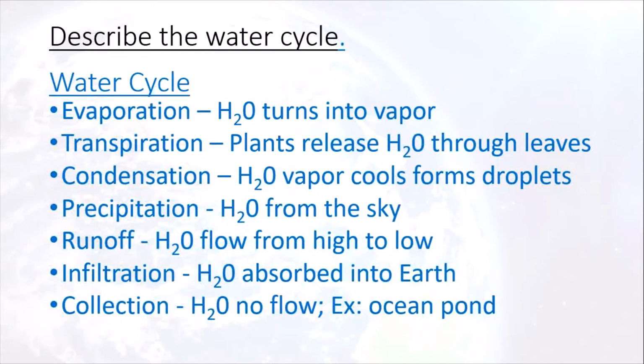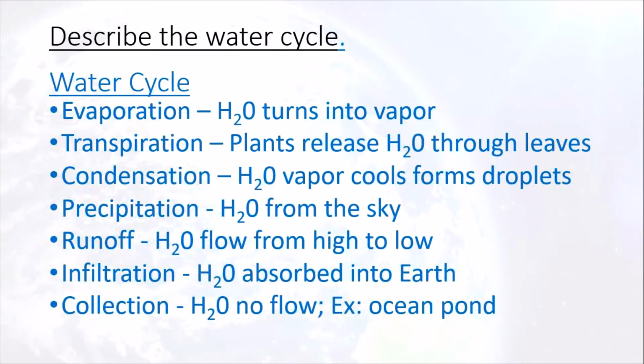Evaporation, that's where water is turned into a vapor. Transpiration, that's where plants such as trees and things like that release water through their leaves. Condensation is when water vapor cools and forms little droplets. Precipitation is, of course, when water falls from the sky. Runoff is when we have water going from a high location to a low location. Infiltration is when water is absorbed into the earth.